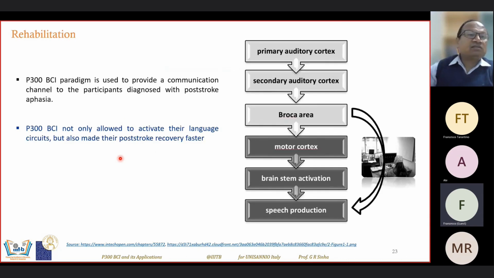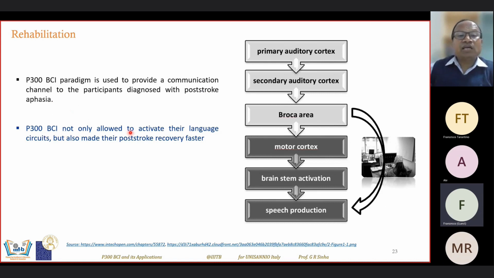And rehabilitation is a very useful area in healthcare, where the P300 BCI paradigm is used to provide a communication channel to the participants who are diagnosed with post-stroke aphasia.